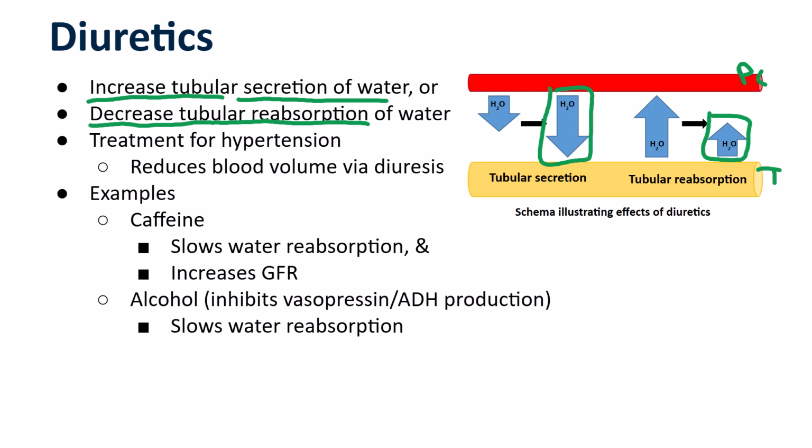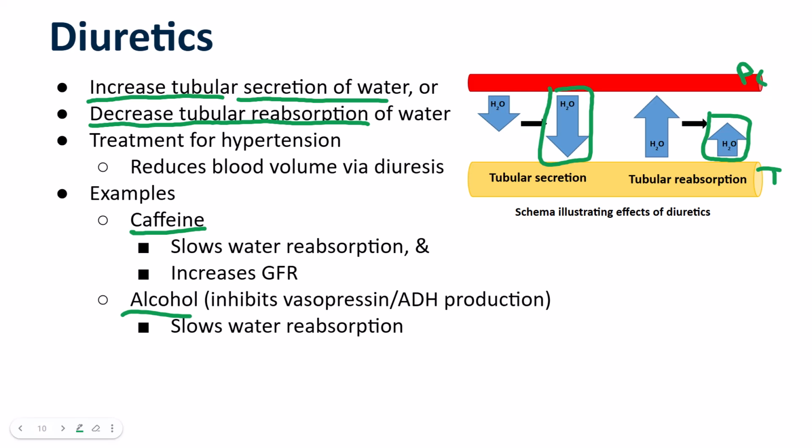Diuretics are one of the frontline treatments for hypertension or high blood pressure, and this is because they can very easily reduce blood volume via diuresis. A couple of examples of diuretics. Caffeine. So caffeine works a number of ways. It increases heart rate, but it also slows water resorption. And by increasing heart rate, it also increases glomerular filtration rate, although all of the mechanisms for that aren't yet fully known. Another example of a diuretic is alcohol.